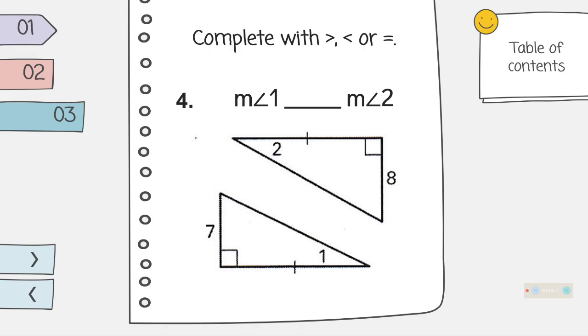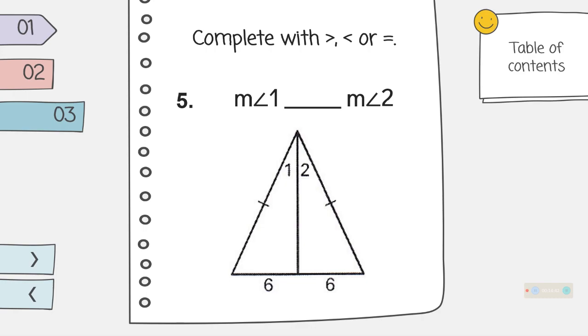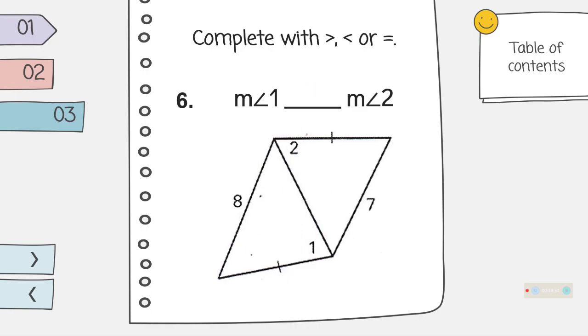Next, number 4, angle 1 compared to angle 2. Again, angle 1, this one, and angle 2 is less than. So it is only 7 and it is 8. So less than. Next, this one. We have angle 1 compared to angle 2. As you have seen in the accompanying figure, they are equal. Correct.